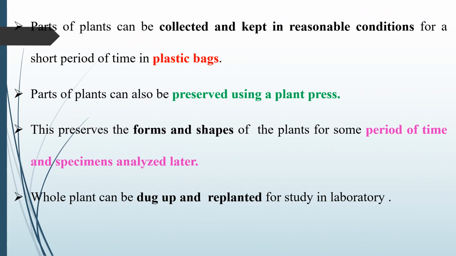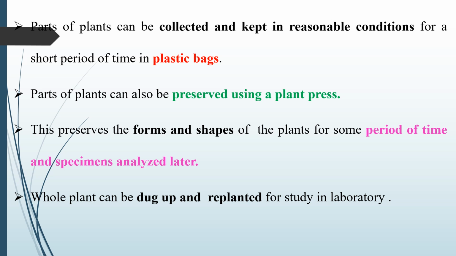So parts of plant can be collected and kept in reasonable condition for a short period of time in plastic bags. Parts of plant can also be preserved using plant press. This preserves the forms and the shape of plants for some period of time in specimens analyzed later.